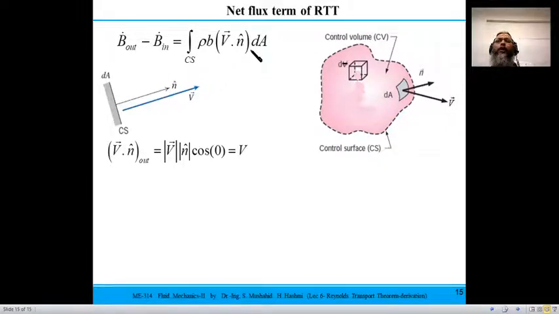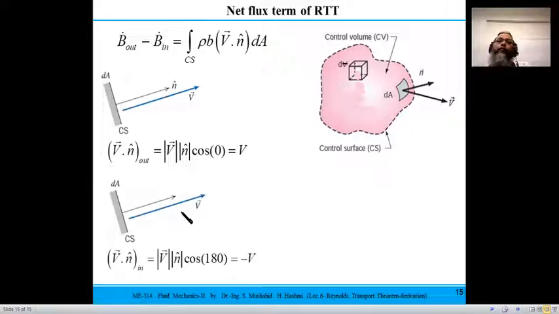If the velocity and normal are in the same direction, you know the definition of a dot product of two vectors. V dot n would be the magnitude of V, the magnitude of n, and the cosine of the angle between V and n. When they are in the same direction, the angle is 0 and cos of 0 is 1. The magnitude of a normal vector is 1, so you end up with the magnitude of the velocity vector. So V dot n, the component of the velocity in the direction of the normal vector, is the part of the intensive quantity B for a differential element coming out of the differential surface, represented by this normal vector, which is V dot n out.